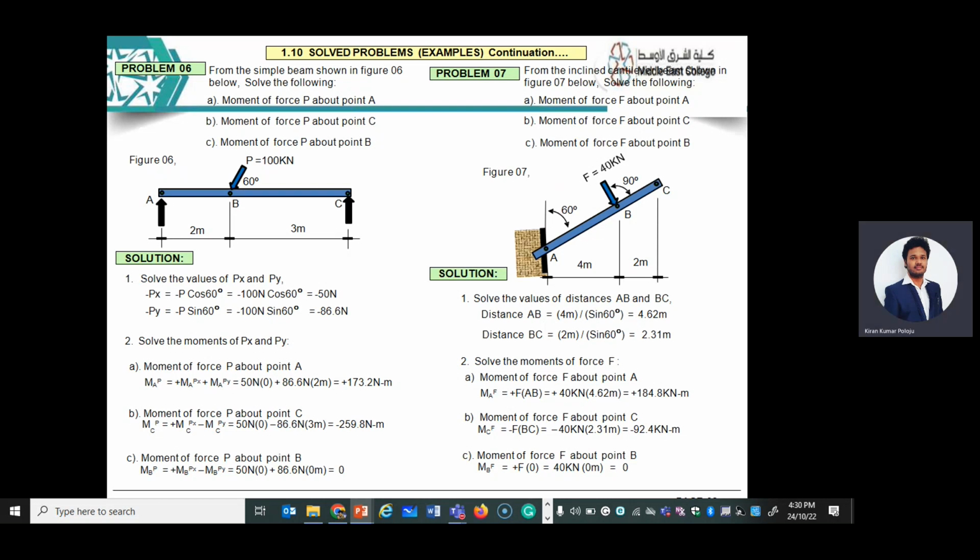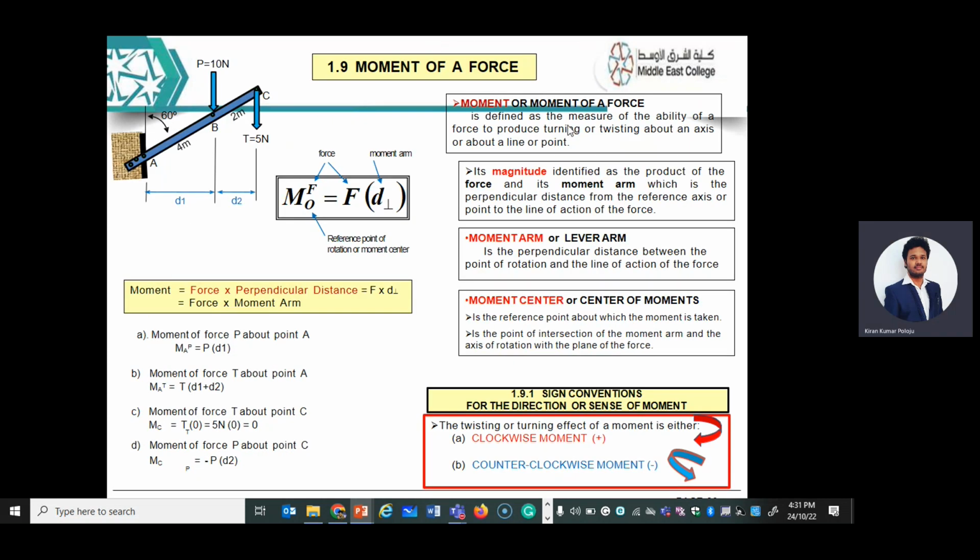Now, the next step is to determine moment. So after calculating the resultant, the next step is to determine the moment of a force. Every force has a moment. So how to determine that moment? What is the formula? Actually, what is meant by moment? Moment of a force is defined as the measure of the ability of a force to produce turning or twisting about an axis.